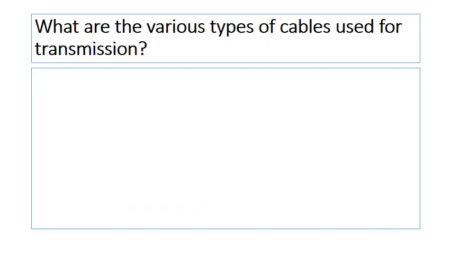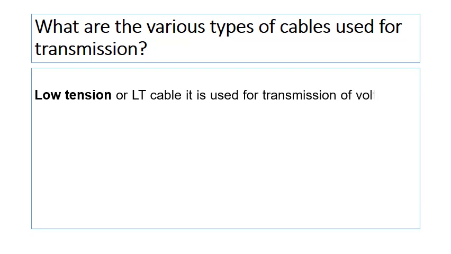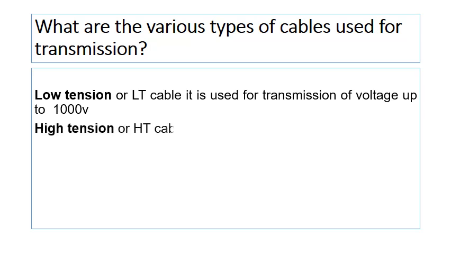What are various types of cables used for transmission? The types of cables used for transmission are, number 1, low tension or LT cable. This cable is used for transmission of voltage up to 1000 volt. Number 2, high tension or HT cable. This cable is used for transmission of up to 11 kilovolt.